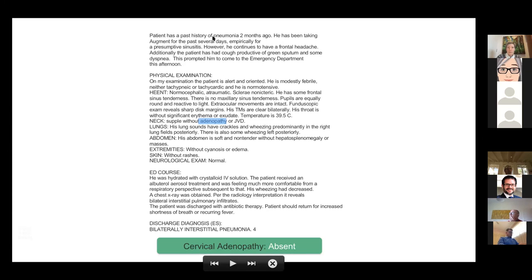Okay, so we would say this is absent, and everyone agreed that this one's absent. So let's talk about that. I'm looking for cervical lymphadenopathy. And I see, first of all, the word without.